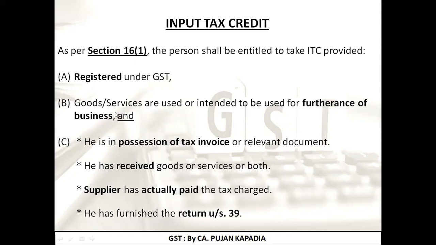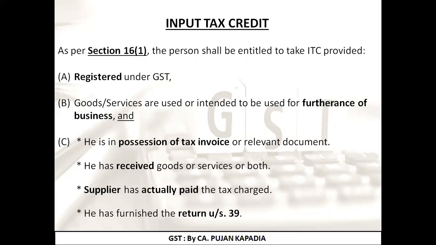If I am paying any kind of tax, that particular goods or service on which I had paid the tax should be used, or it should be intended to be used for the furtherance of business. That I am going to use that particular product in order to do my business or in order to increase my business. Like in our example, I had paid input tax on the coffee beans and I was using that coffee beans to make my final product, which was coffee.